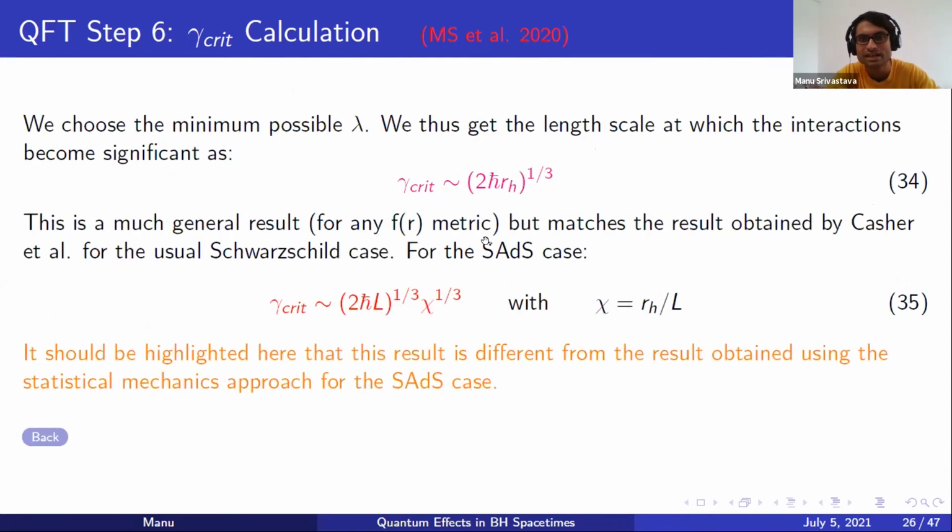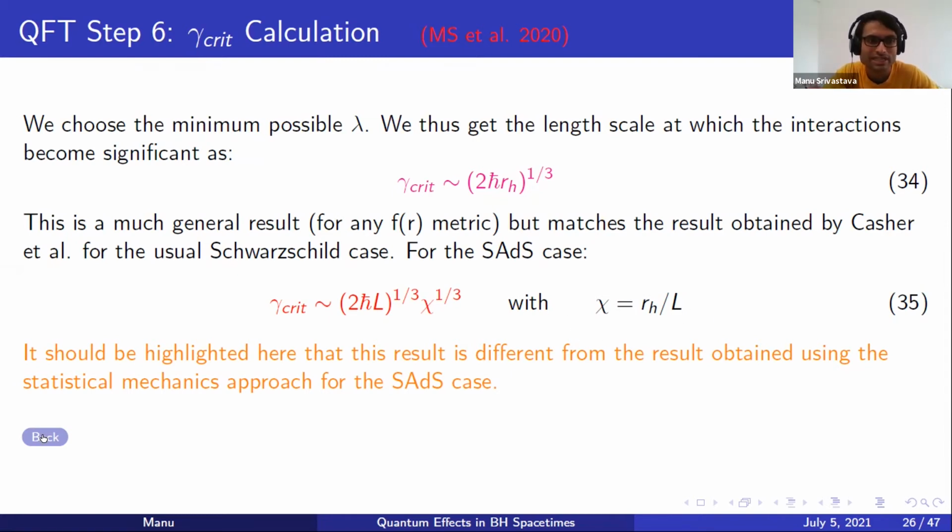So the final result that I want to highlight, what we get for the width, is equation 34, which is 2 h-bar R_H to the power 1/3. Now, h-bar in these geometrized units is related to L_Planck squared, the Planck length squared. So we do get a Planck length suppression, but we see that gamma critical is also dependent on the size of the black hole. This is a general result for any spherically symmetric black hole. For the specific case of SAdS, we have the following expression, where chi is just R_H by L.